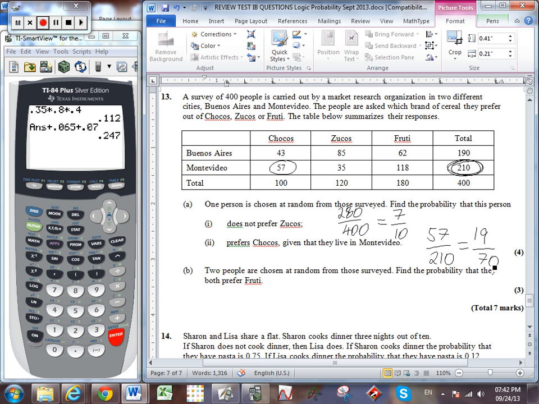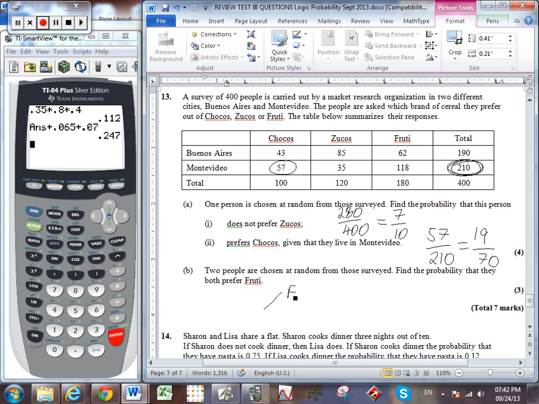Part B, 2 people are chosen at random. Alright, now that's a clue to you that we're selecting first one and then selecting a second one. So we're making 2 selections here. We are choosing, which means that we're either going to have success or failure on any particular event. Find the probability that they both prefer fruity.